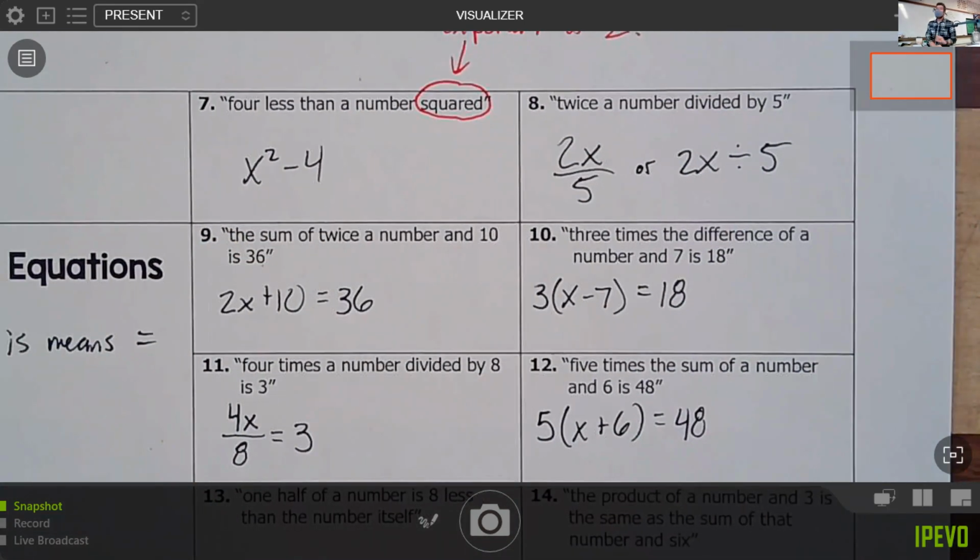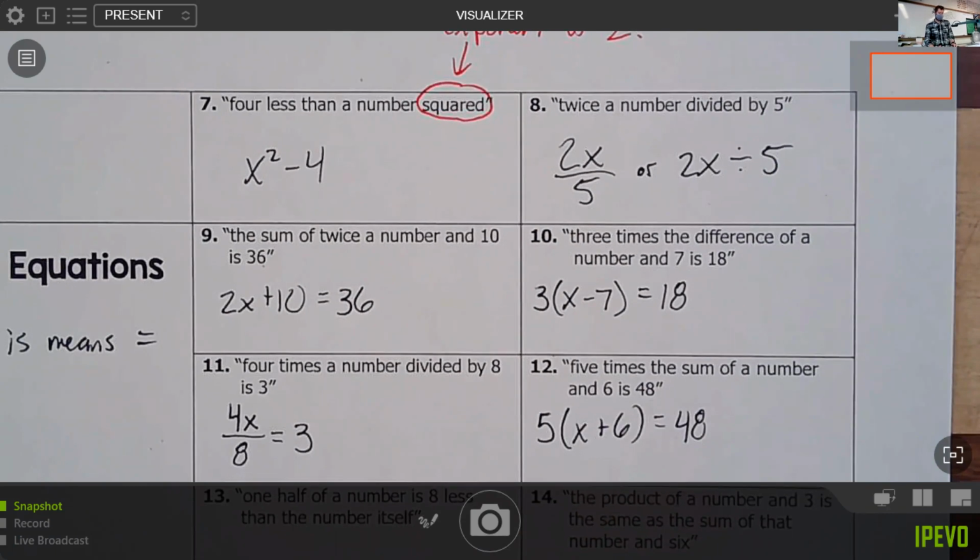Take a look at number 12 here. When you see the sum of, times the sum of, that means, once again, not multiplication, but our parentheses. So that was one of our parentheses phrases, when you see times the sum of. The sum is going to be in parentheses. And then 13.